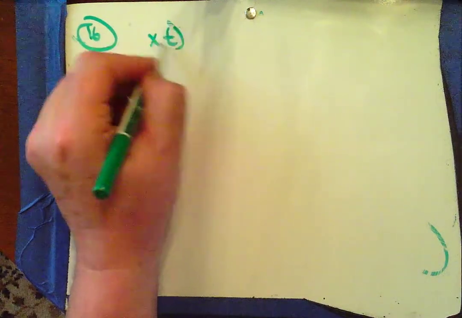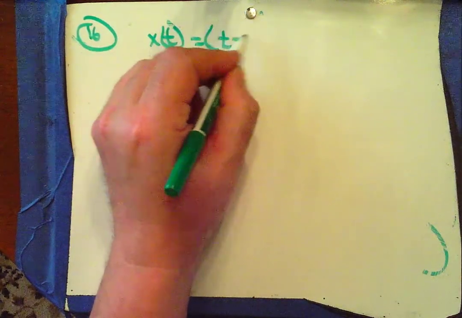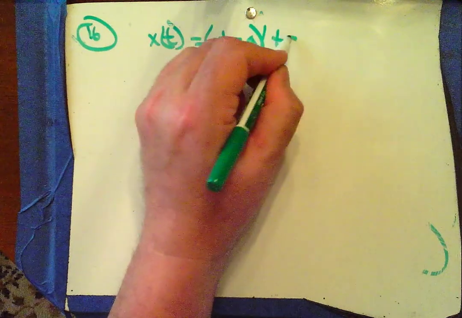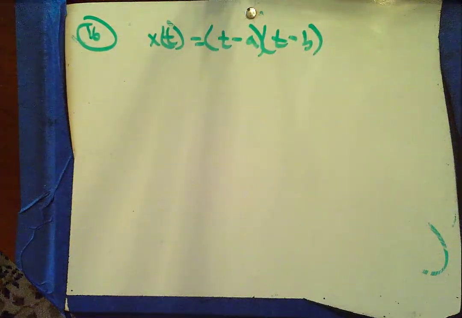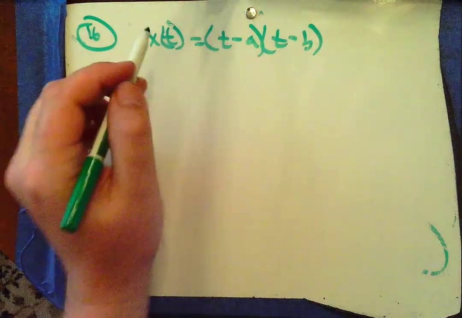16 says, a particle moves along the x-axis with position given by x of t equals (t minus a)(t minus b), where a and b are constants. For which of the following is the particle at rest?